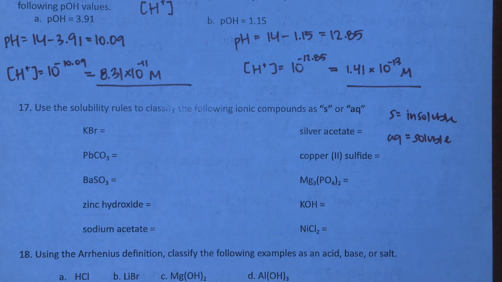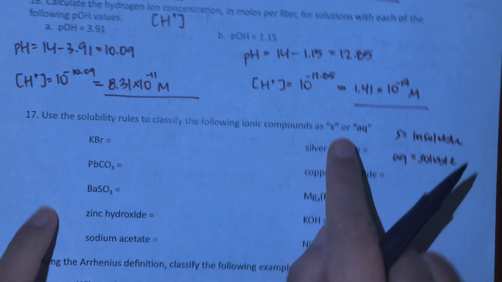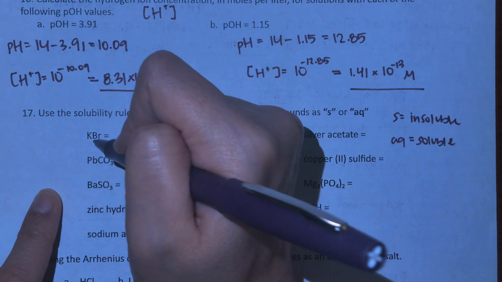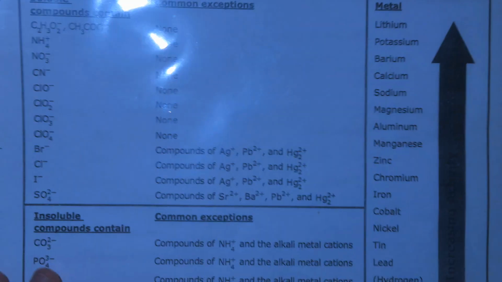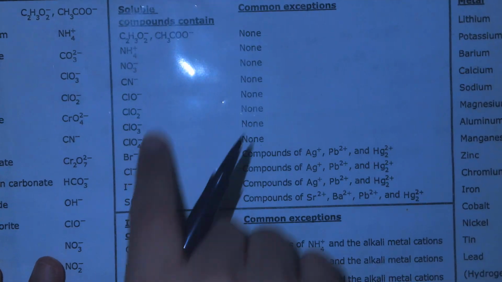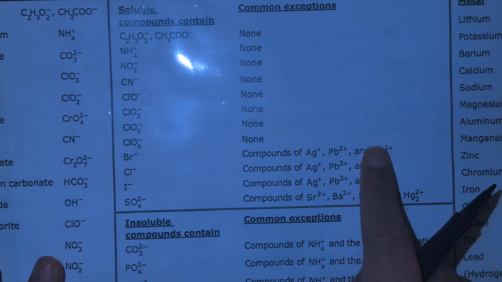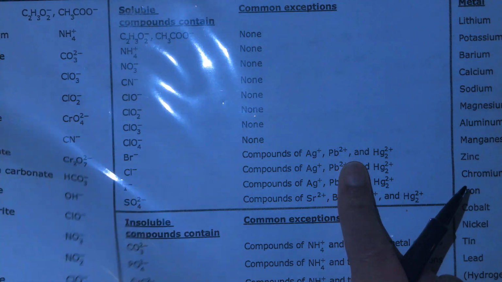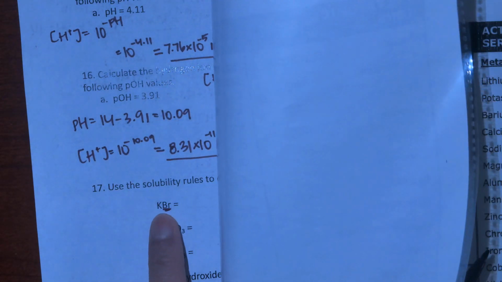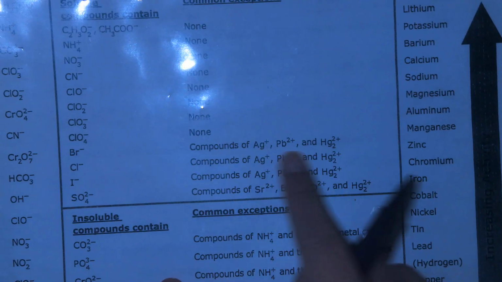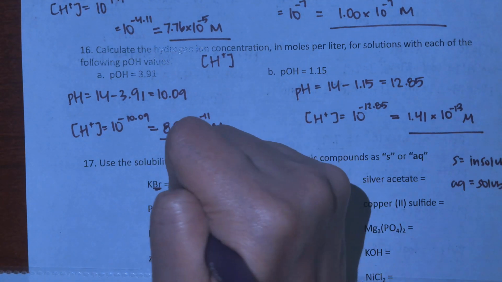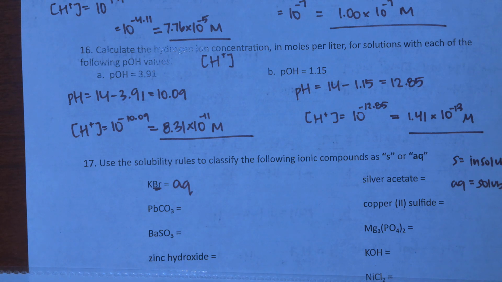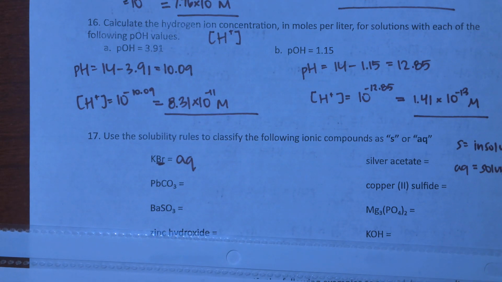Alright, so what you do is you see these compounds here, you look at the second half because that's the ion that we're looking at. So we have Br, and see where it falls. It's soluble, but however it has exceptions. And then you look at, okay, does potassium fall under those exceptions? No, it doesn't. So it's still soluble. Therefore, it's aqueous. Okay?